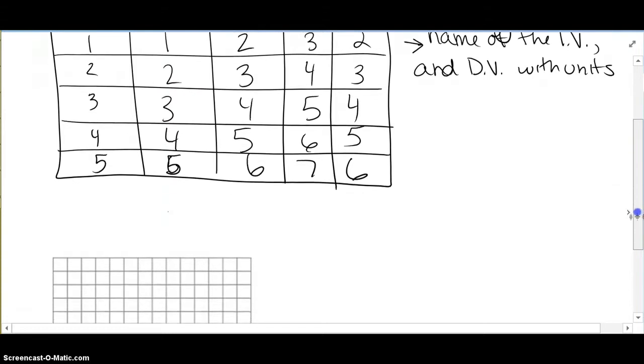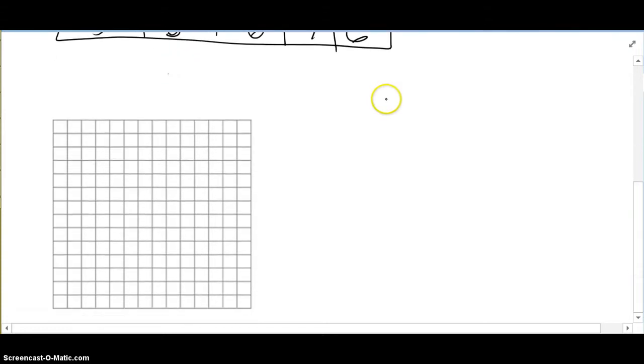So I'm going to come down here, and we're going to talk about the characteristics or the qualities of a good graph. Sorry for the clicking of my pen. I know that might be a little weird.